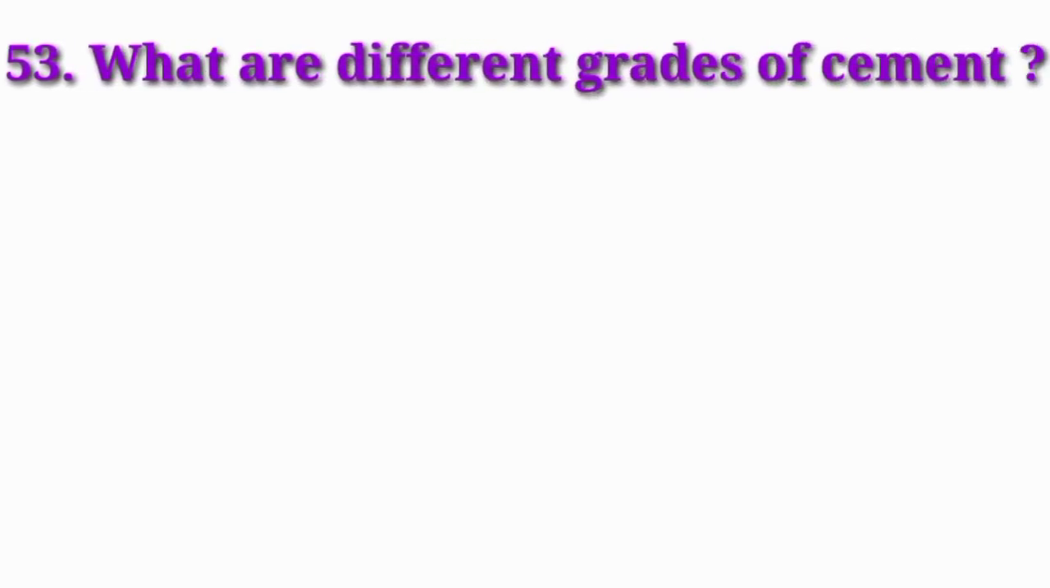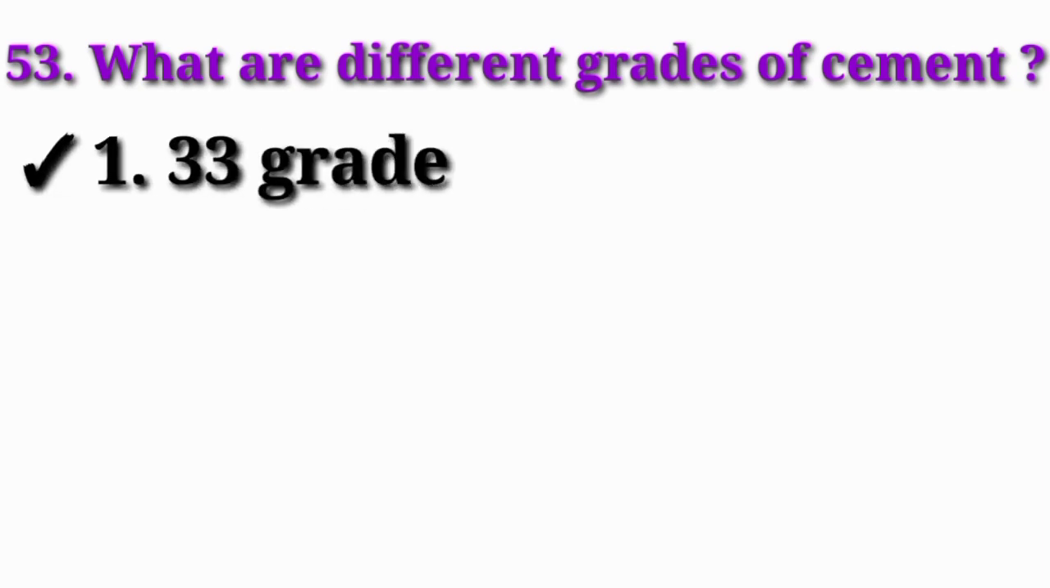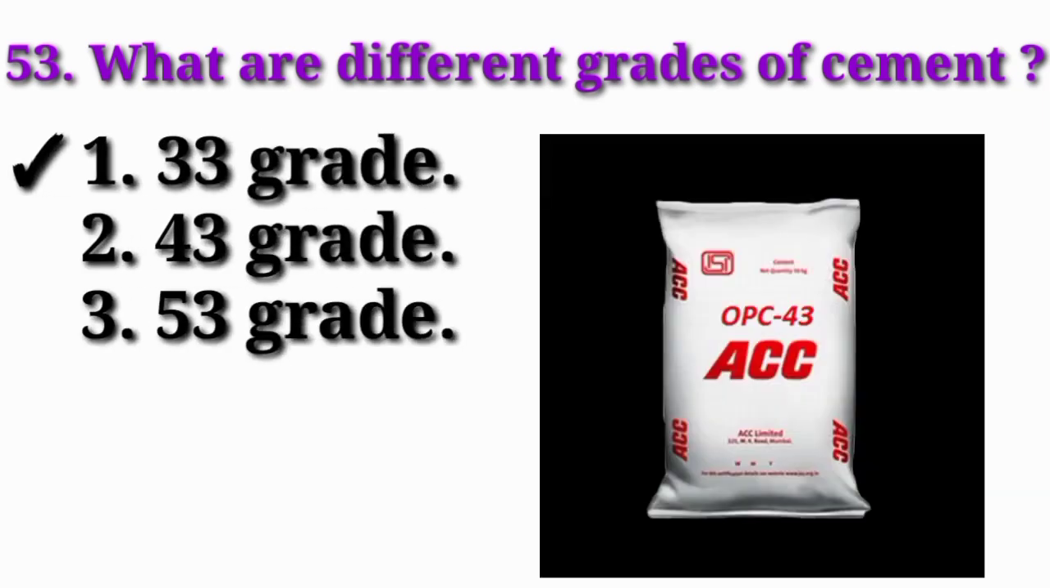Number 53, what are the different grades of cement? The cement grades are 3 types: 33 grade, 43 grade and 53 grade. Mostly at our construction sites, 43 grade cement is used.